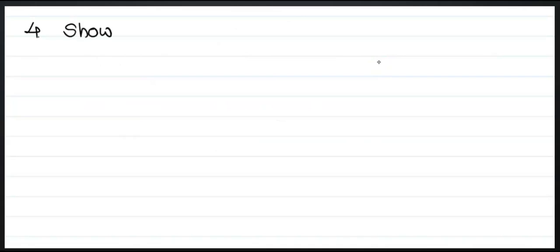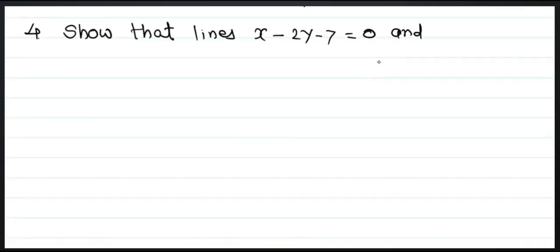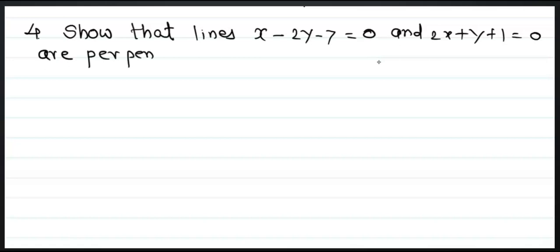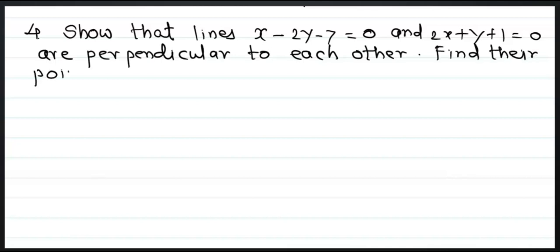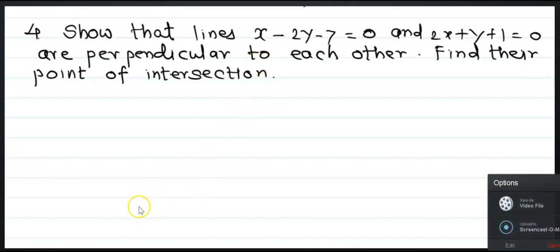Next, question number 4. Show that lines x minus 2y minus 7 is equal to 0 and 2x plus y plus 1 is equal to 0 are perpendicular to each other, and find their point of intersection. Now it is a property that the given lines are perpendicular to each other when the product of the slopes is minus 1.